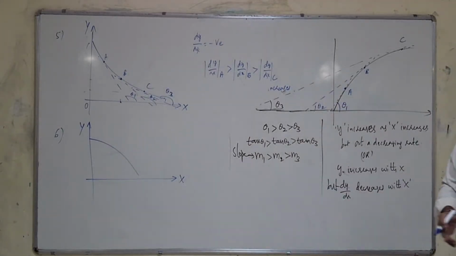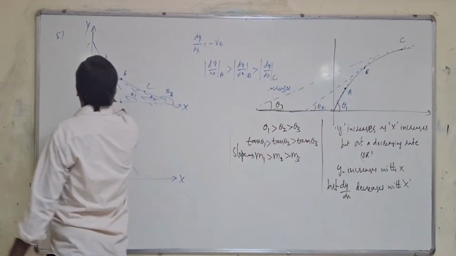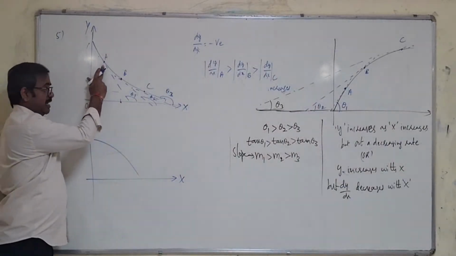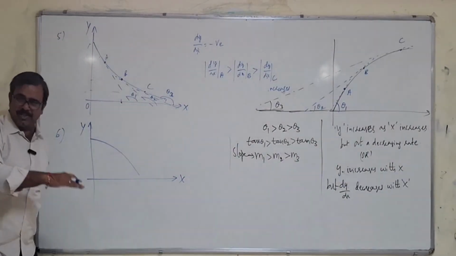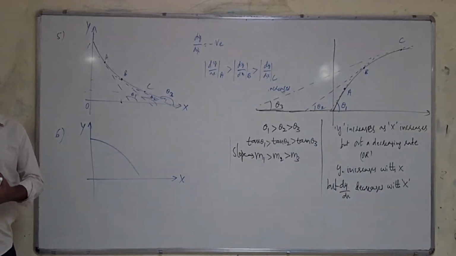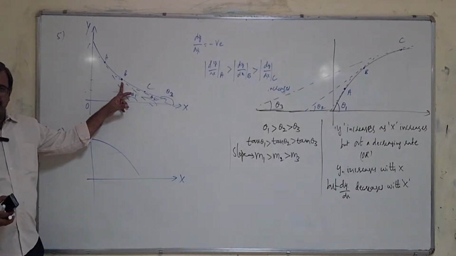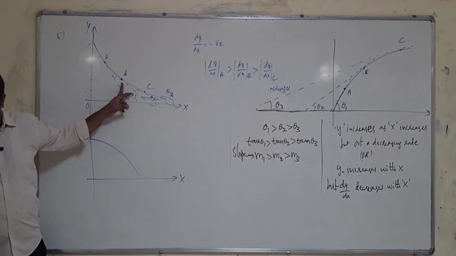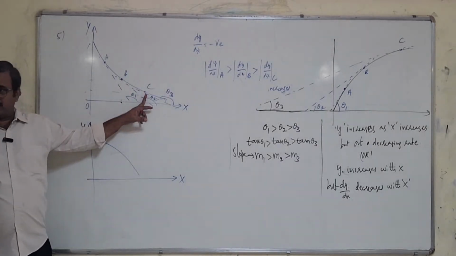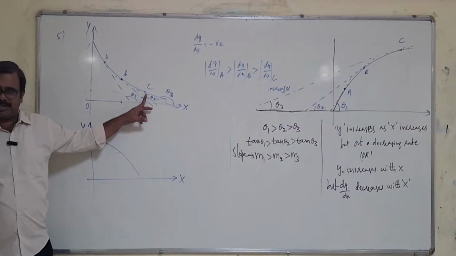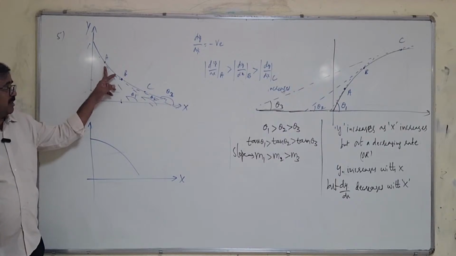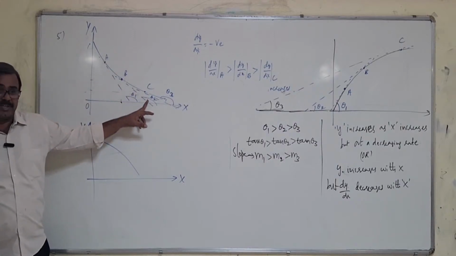Number. If the number is minus 10 here, for 1 unit change in x, y decreases by 10 units at A. For 1 unit change in x at B, y decreases by 5 units. At C, for 1 unit change in x, y decreases by 2 units. Okay, this is minus 10, this is minus 5, this is minus 2. Are you following me?